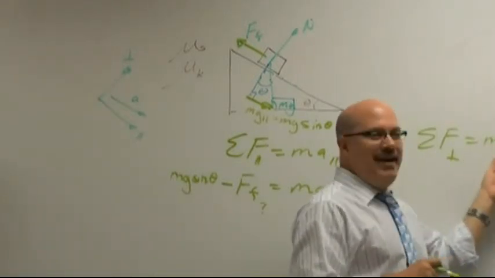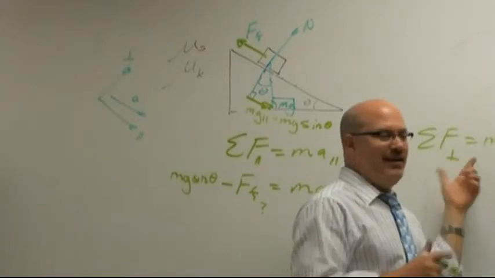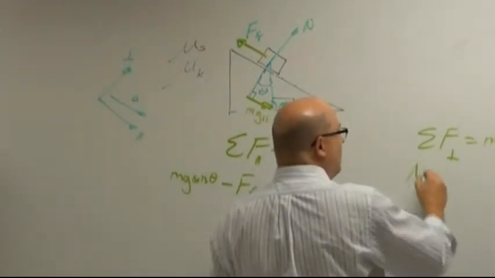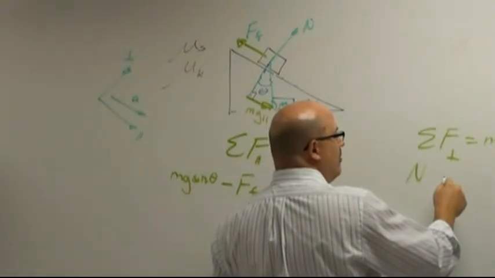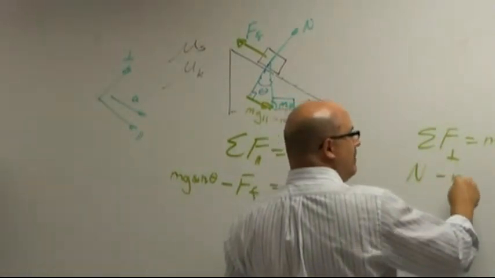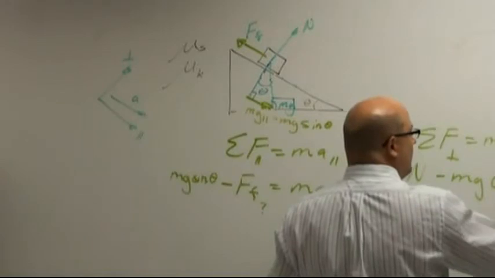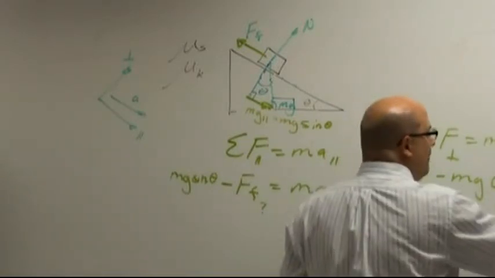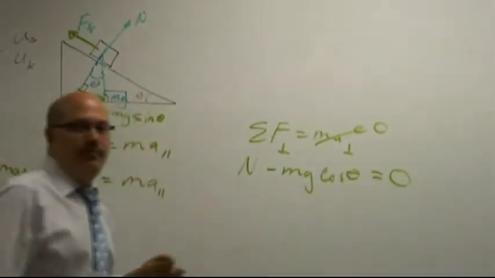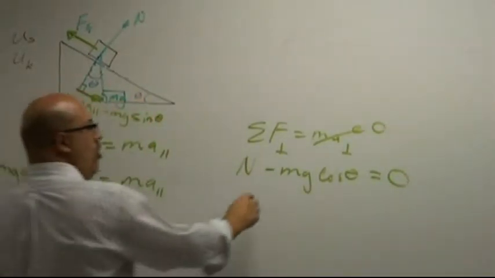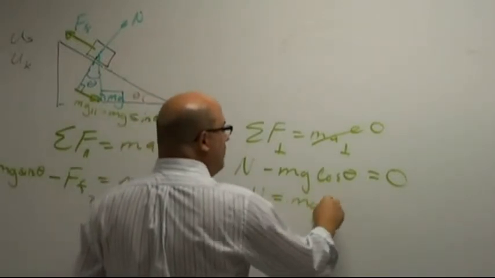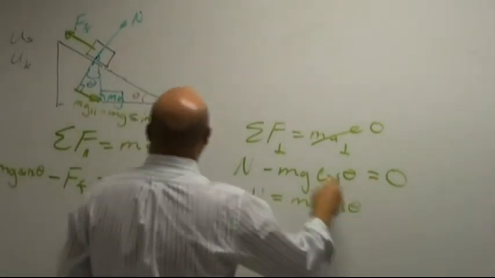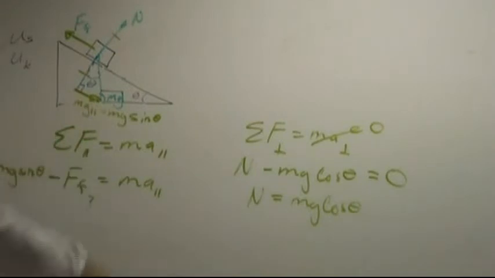Yes. All right, what goes in here? Normal, and mg cosine theta. Plus or minus? Minus. Equals what? Zero, because we're not accelerating that way. That's the whole point. We're not levitating perpendicular to the plane. So most of you will just skip that and write N equals mg cosine theta, and you'll mark it on your drawing like that.